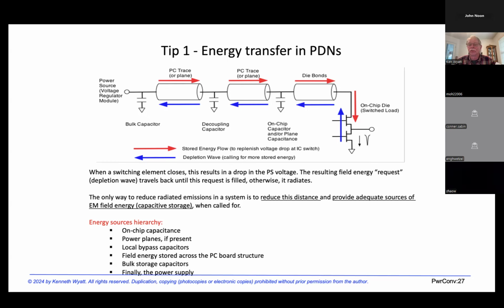And the larger processors sometimes have on-chip capacitors. And then when those on-chip capacitors, now moving right to left, are depleted, they're going to signal for the decoupling capacitor to replenish their energy. The decoupling capacitor stores energy, and when it depletes, then it calls on the bulk capacitor.